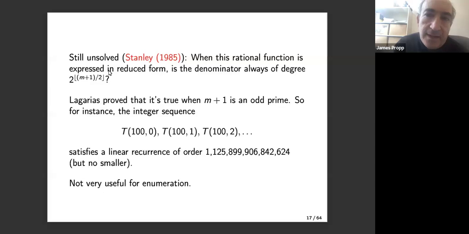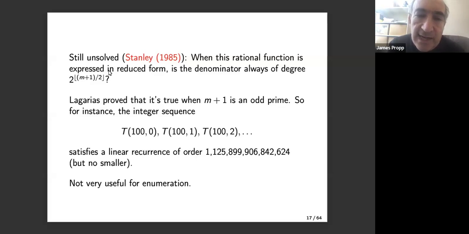Now, it appears that, as I claim it grows exponentially, there's an exact formula for the degree of the denominator, which is the same as the order of the recurrence. So when this rational function is expressed in reduced form, the denominator always appears to be of degree 2 to the power of the floor of m plus 1 over 2. And Jeff Ligarius proved this when m plus 1 is an odd prime.